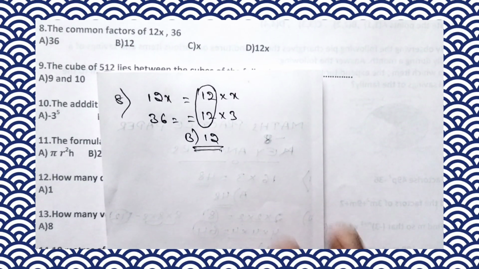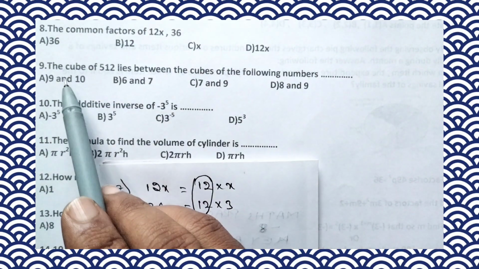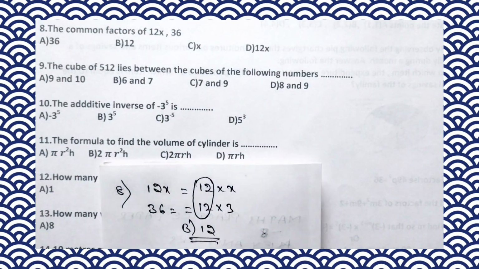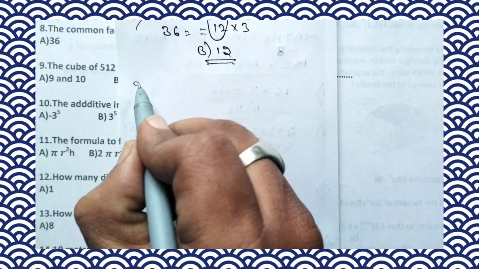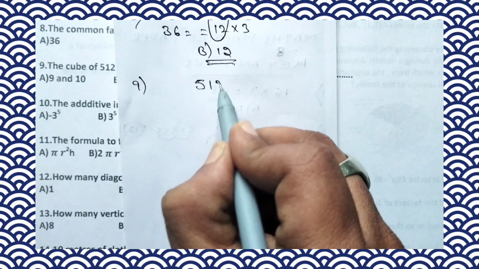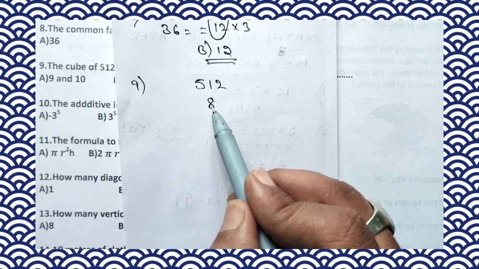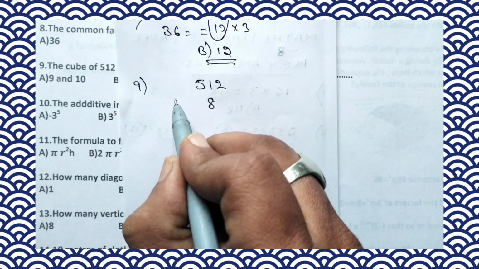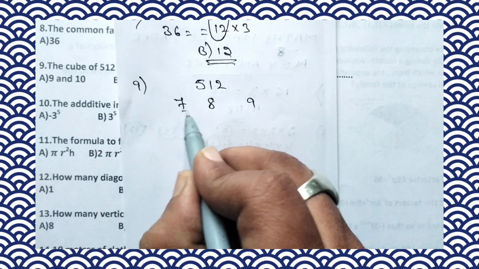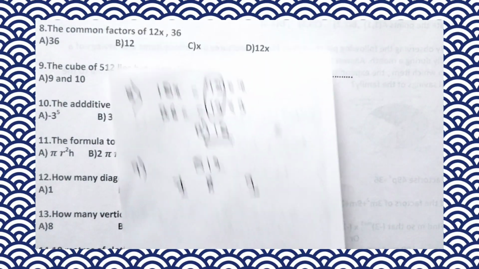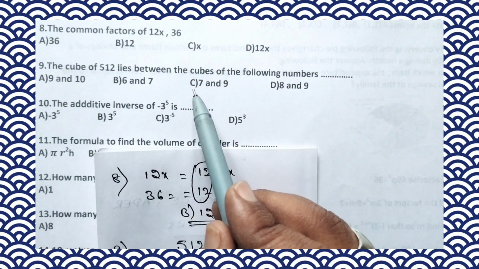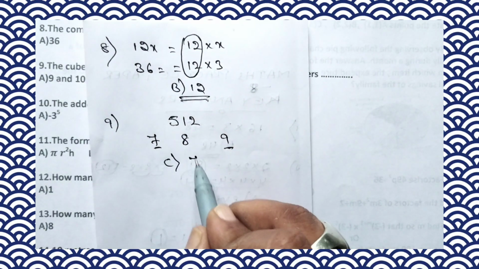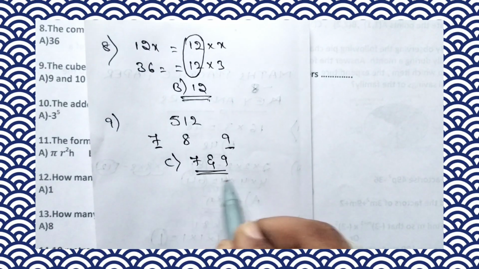Now let us move to the ninth question. The cube of 512 lies between the cubes of the following numbers. So the cube root of 512 is 8. If you multiply 8 three times you will get 512. 8 lies between 7 and 9. So the answer is between 7 and 9. See where 7 and 9 is. So option C, 7 and 9 is the right answer.